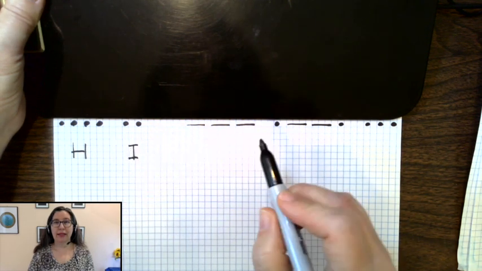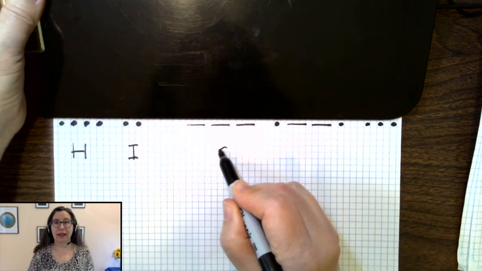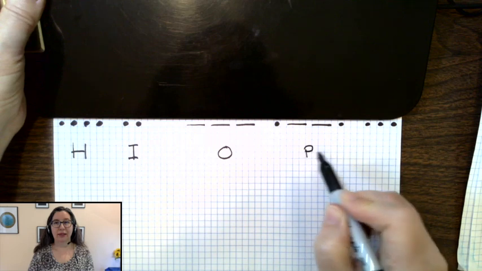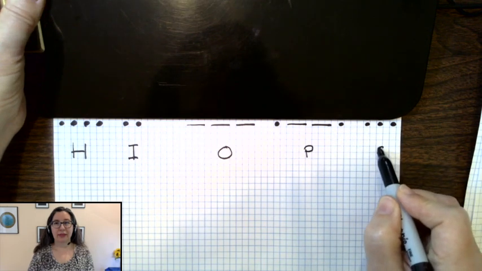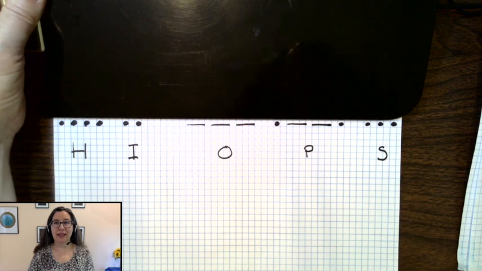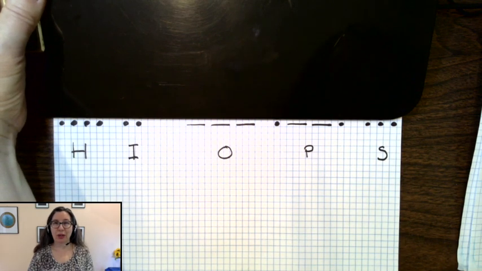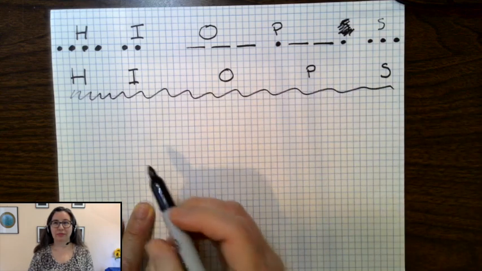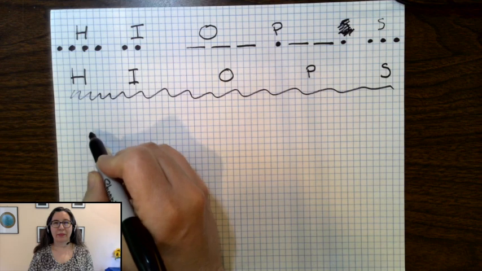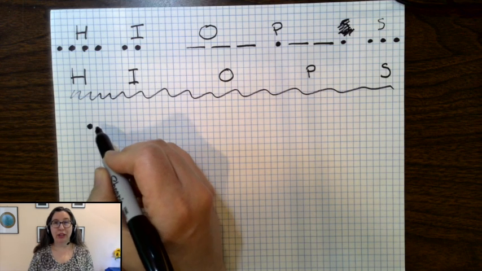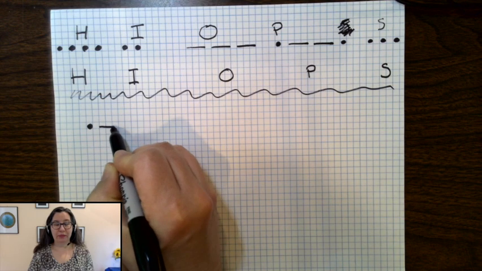And when they hear dit, dit, they can look it up and find that it's the letter I. Da, da, da is O. Dit, da, da, dit is P. And dit, dit, dit is S. So they translated, they decoded my message. Hi, OPS. Let's do another word. Can you figure out what word I'm writing?